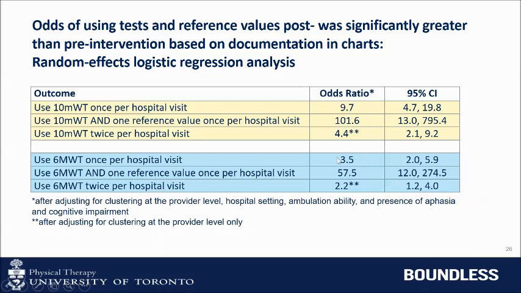The odds of using the 6-minute walk test at least once in a hospital visit was 3.5 times greater post-intervention compared to pre. And this was after adjusting for clustering at the provider level, after adjusting for hospital setting, ambulation ability of the patient, and the presence of aphasia and cognitive impairment. We also found significant improvements in the documentation of reference values.